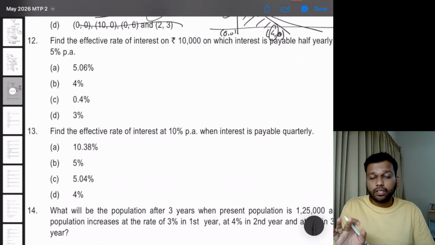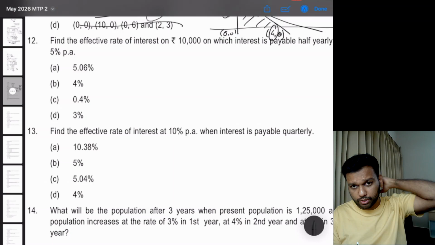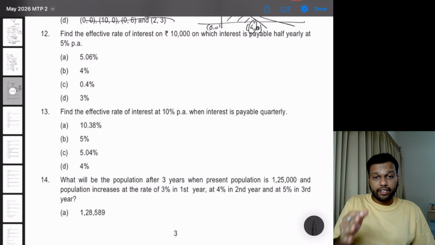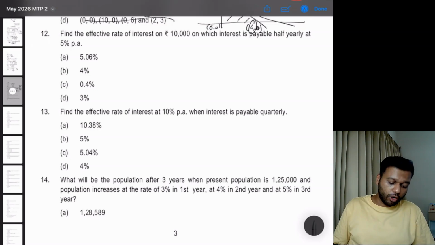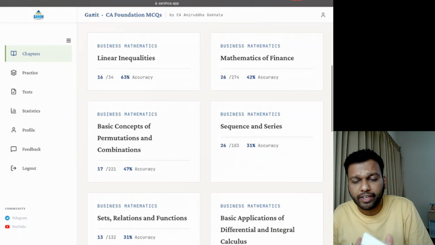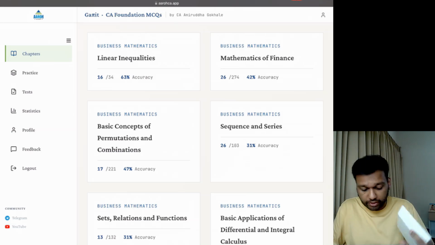Okay. Now the main chapter, mathematics of finance or time value of money, which has the highest weightage in the exam. Again, like I said, in the app there are a lot of questions for practice for mathematics of finance, so do go through it. There are about 274 questions and I'm adding more and more questions every day.